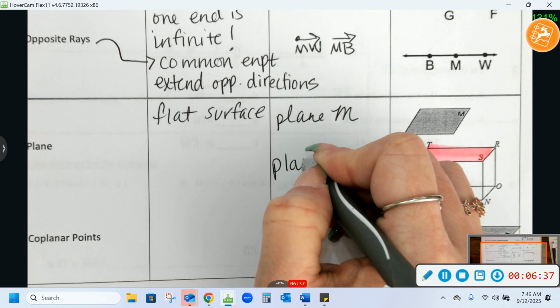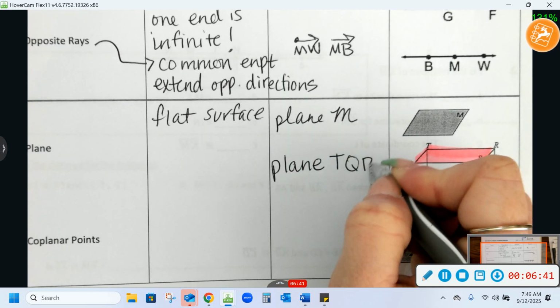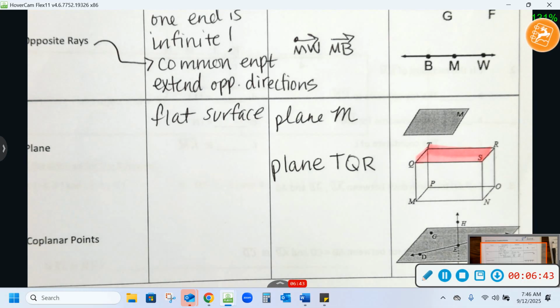And I can call that plane TQR. I need 3 points on the plane to name it. So if someone knows what I'm talking about, I could name it plane STQ. That's the same plane. I could say QRS. Any 3 points on the plane, I can name it by that.